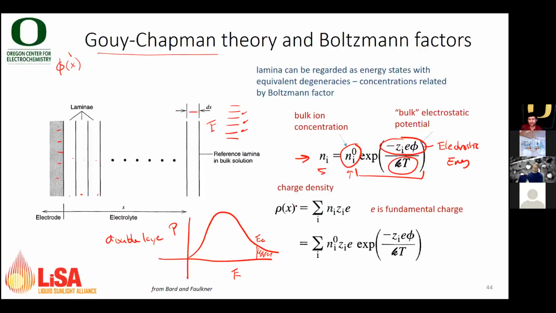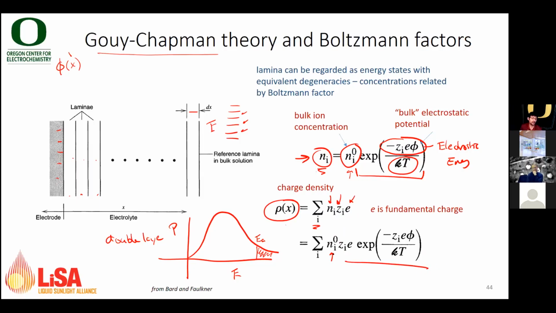And then we can write the charge density. That's just the sum of all the charged species. So z is the charge on any given charged species, n is the number of charges, e is the fundamental charge. This is just adding up all the pluses and minuses, and what's the net charge density? It's going to depend on x. And we can just plug in for any given species the expression for n_i, the number of species. Then we have this sum over all charged species of the bulk concentration and the Boltzmann factor for every species.